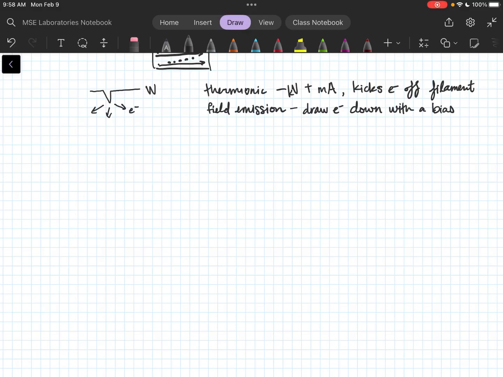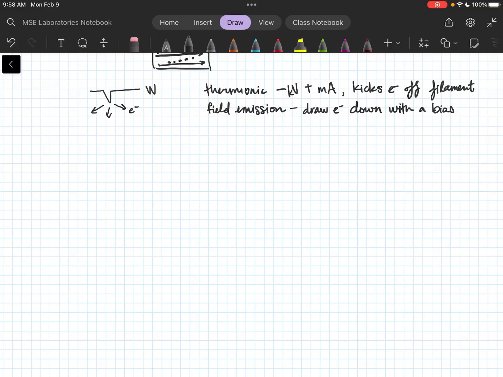Have you heard the word bias when it comes to positives and negatives? I feel like I have, but I don't really know what it means. Totally fine. A bias just means a difference of charge. I have a more positive charge on this side and a more negative charge on this side of whatever system I'm talking about. In field emission, we're pulling the electrons down with a bias, because there's a positive charge down there. The electrons get pulled off of the tungsten instead of being kicked off the tungsten.